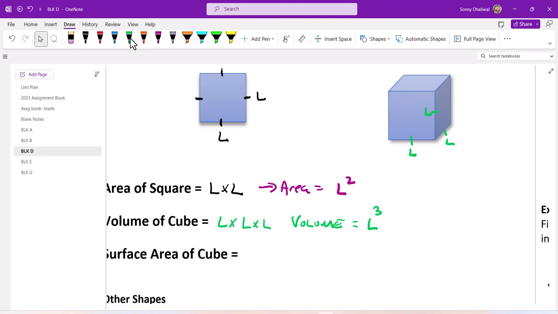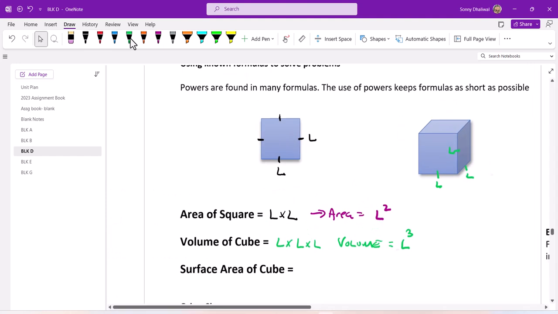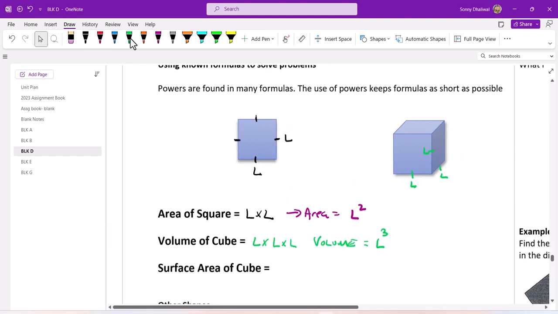It says it in the words, but I'm not sure if everybody understands. If I ask you to find the surface area of a cube, what am I asking you to find? Here's a cube. What am I asking you to find here? And so, the area on the outside.